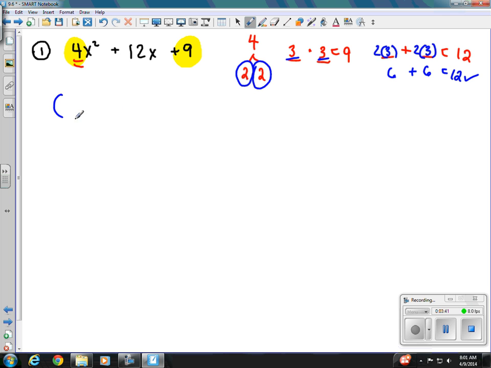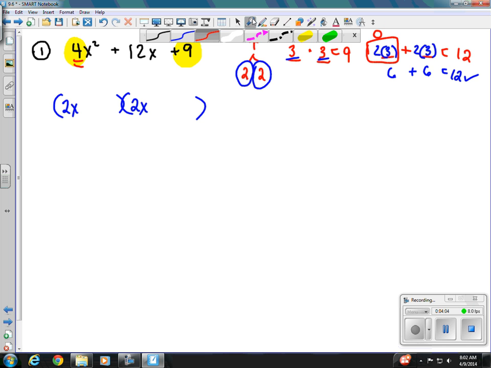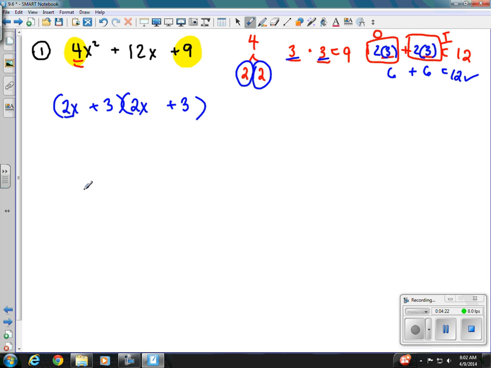So now we write out our answer. We got our two parentheses. I have to use the numbers I used for 4, and we used 2 and 2. So 4x squared is going to be a 2x and a 2x. Now, over here, our addition step, we say 2 and 3 have to be on our outside. So 2's on the outside, so we have to put our plus 3 in our second one to be the outside. And 2 and 3 have to also be our inside. So our plus 3 goes into our first one. There we go.